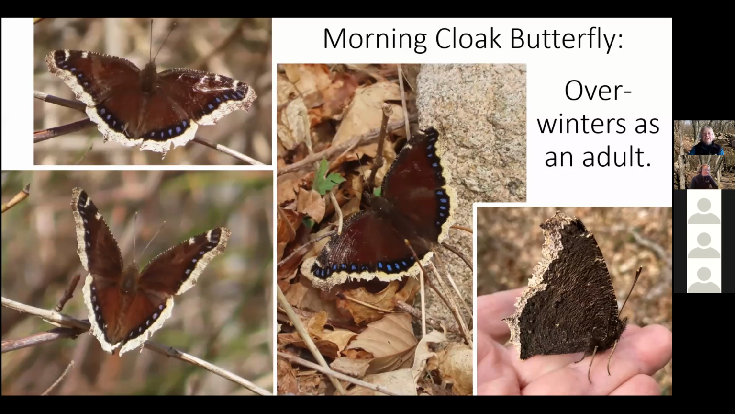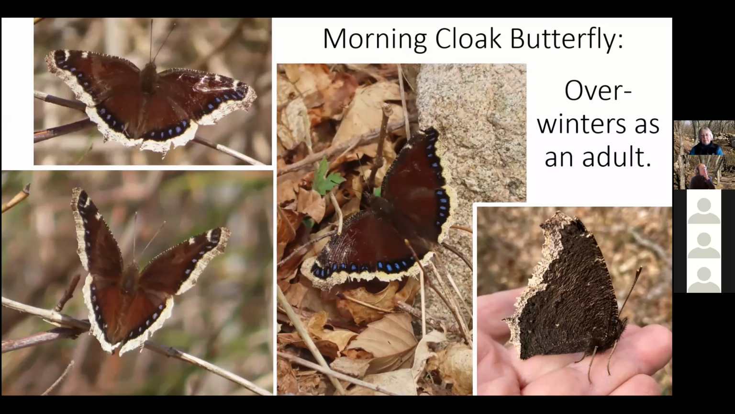And the reason they're early season is that they overwinter as the adult. In the life cycle of a butterfly, in other words, the caterpillar to a cocoon or a chrysalis, and then to the adult of the butterfly, it overwinters as the adult, the butterfly.